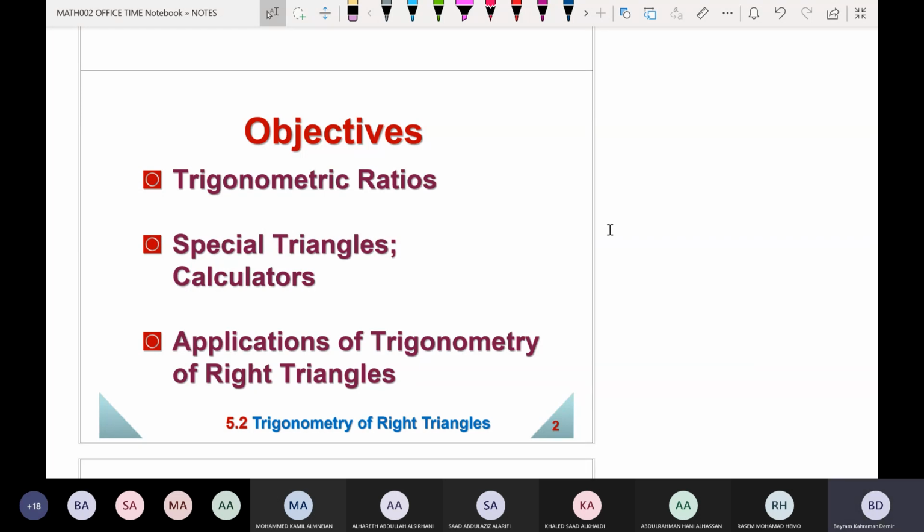And also we will see some special cases of 90 degree, 180 degree later on, of course. And finally, we are going to use these basic trigonometric ratios in the applications, in the examples of right triangles.